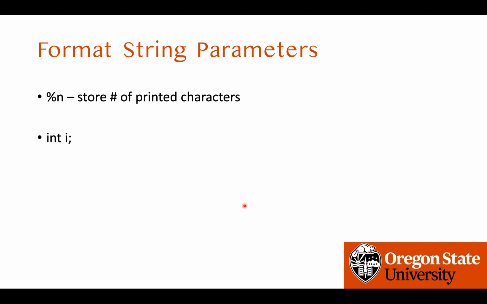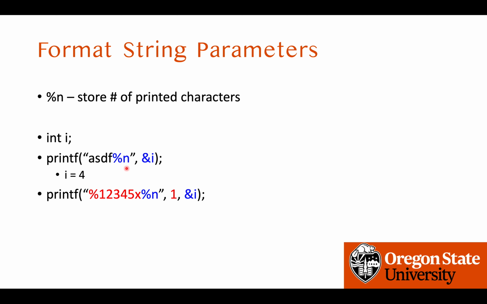So %n is for storing the number of printed characters to a variable. For example, suppose we have an integer variable I, and we make a printf call with "ASDF%n" and supply the address of I. We need to supply the address, so printf will dereference it and put the data there. It will put the value 4 into I, because it printed 4 characters before %n. So %n does not print any characters, but it records the number of characters printed right before meeting the %n directive.